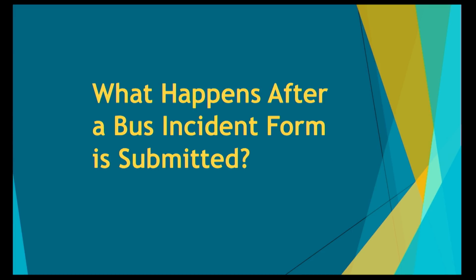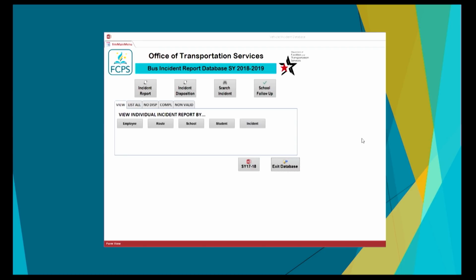What happens after a bus incident form is submitted? The Office of Transportation Services developed a database to track the bus incident forms. This database is used to enter all bus incident forms and the dispositions from the schools, gives the supervisors the ability to track the bus incident form, and allows reports to be generated by driver, student, school, and team.